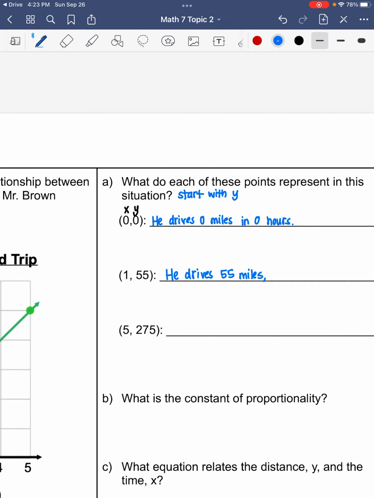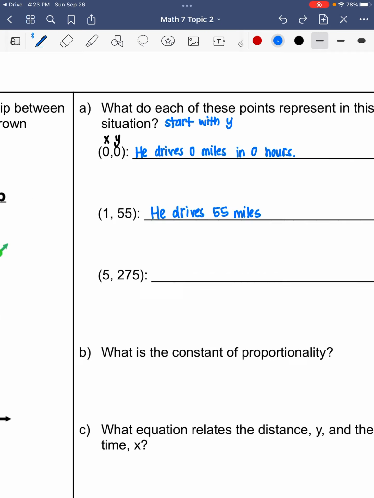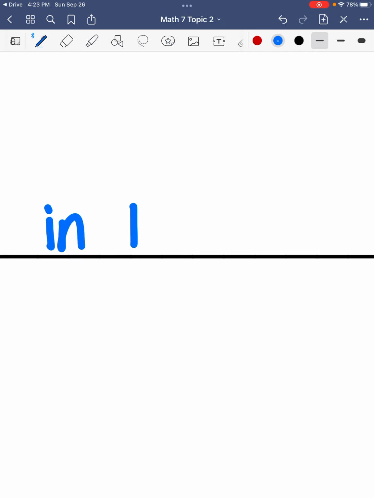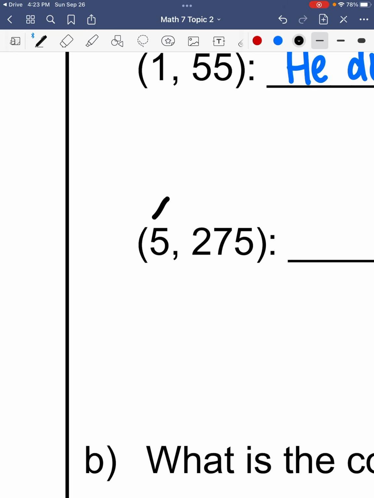So he drives 55 miles, and then the x value tells us how much time: 1 hour. He drives 55 miles in 1 hour. And then the last point, we have 5, 275. So remember, it's written as x comma y, and we're going to start with our y.